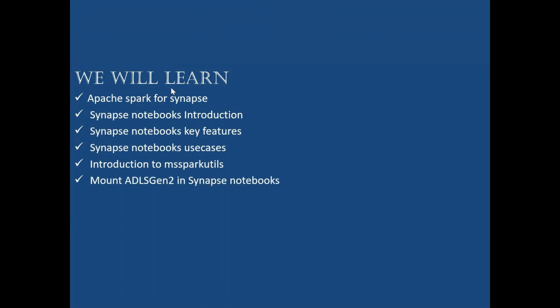Mount ADLS Gen2 in Synapse Notebooks. So MS Spark utils are basically used to interact with the file system, meaning to move the files, to rename the files, to copy the files, right? Multiple other use cases we have. If you want to call another notebook from the current notebook, all those things we'll discuss. In order to make use of these MS Spark utils, we need to connect to some storage accounts. So that's where I'll be creating a Data Lake Storage Gen2. From the Synapse notebook, I'll show you how to connect to the Data Lake Storage Gen2.